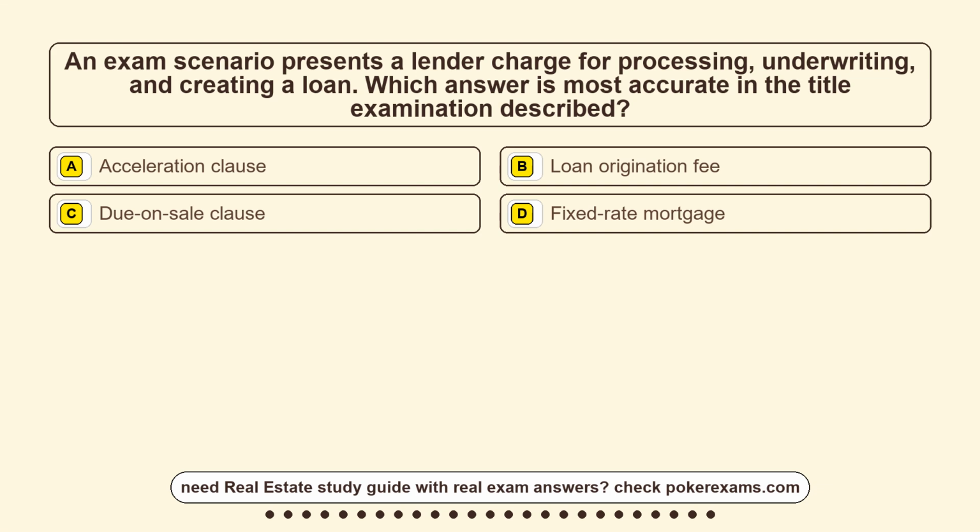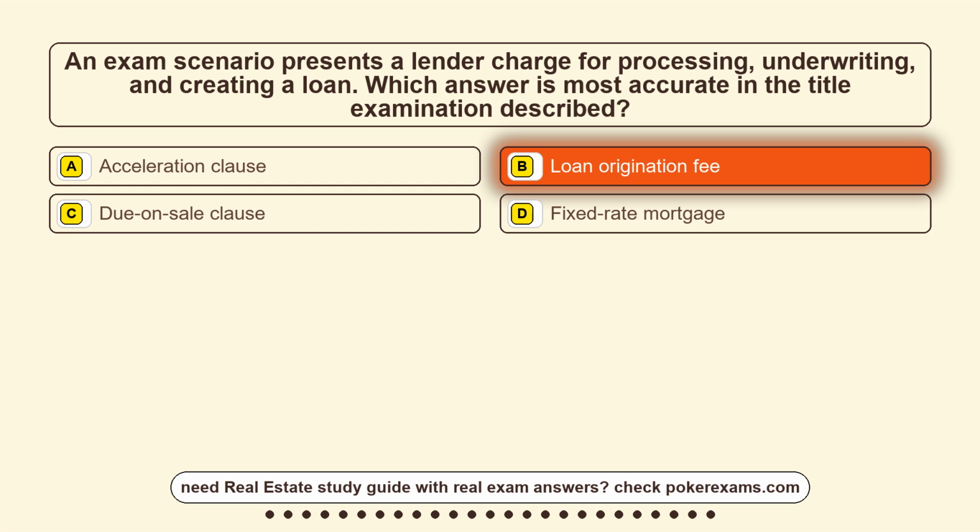Question 4. An exam scenario presents a lender charge for processing, underwriting, and creating a loan. Which answer is most accurate in the title examination described? Option A, acceleration clause. Option B, loan origination fee. Option C, due-on-sale clause. Option D, fixed-rate mortgage. The correct answer is option B, loan origination fee.